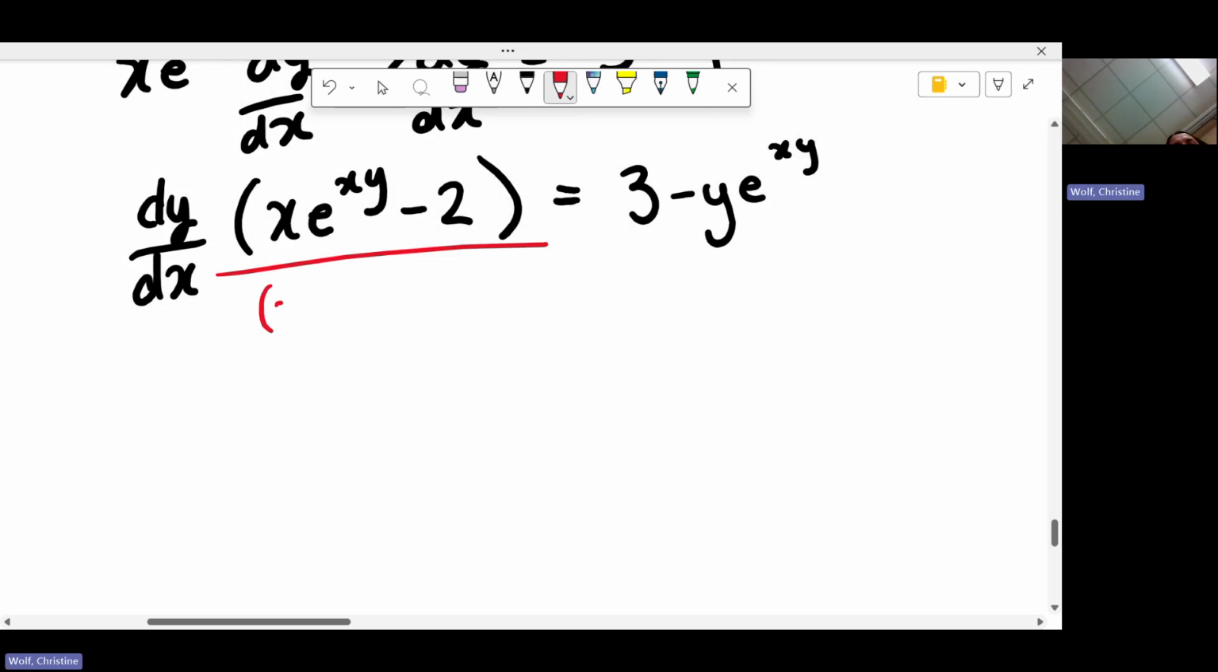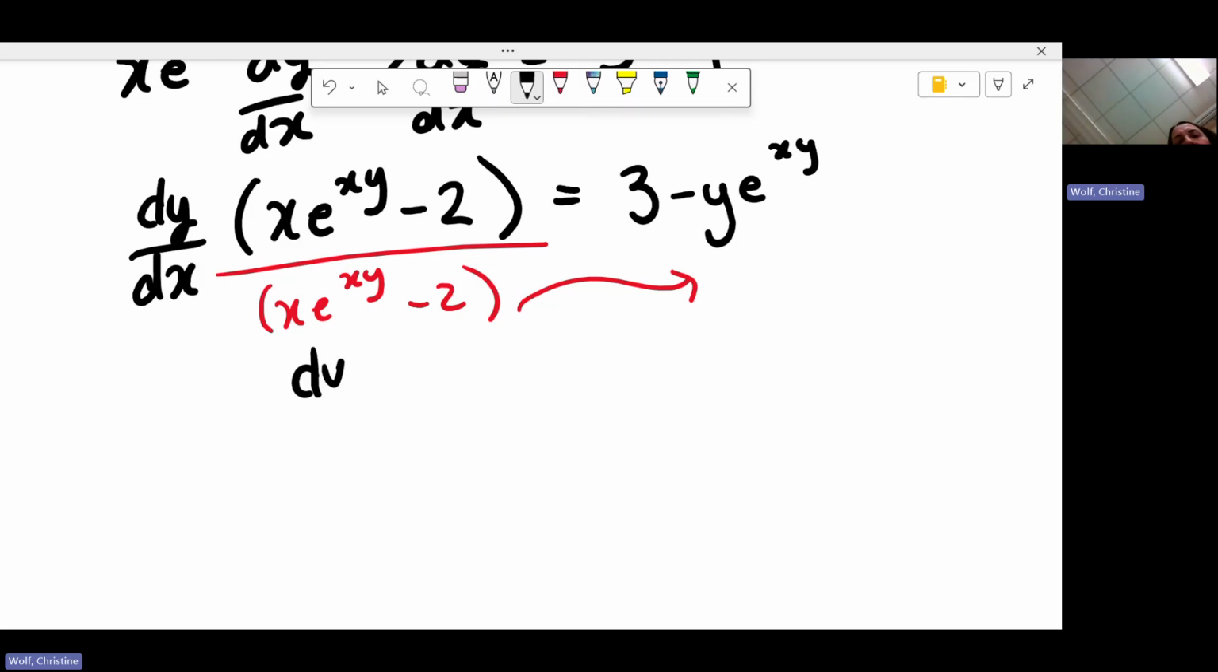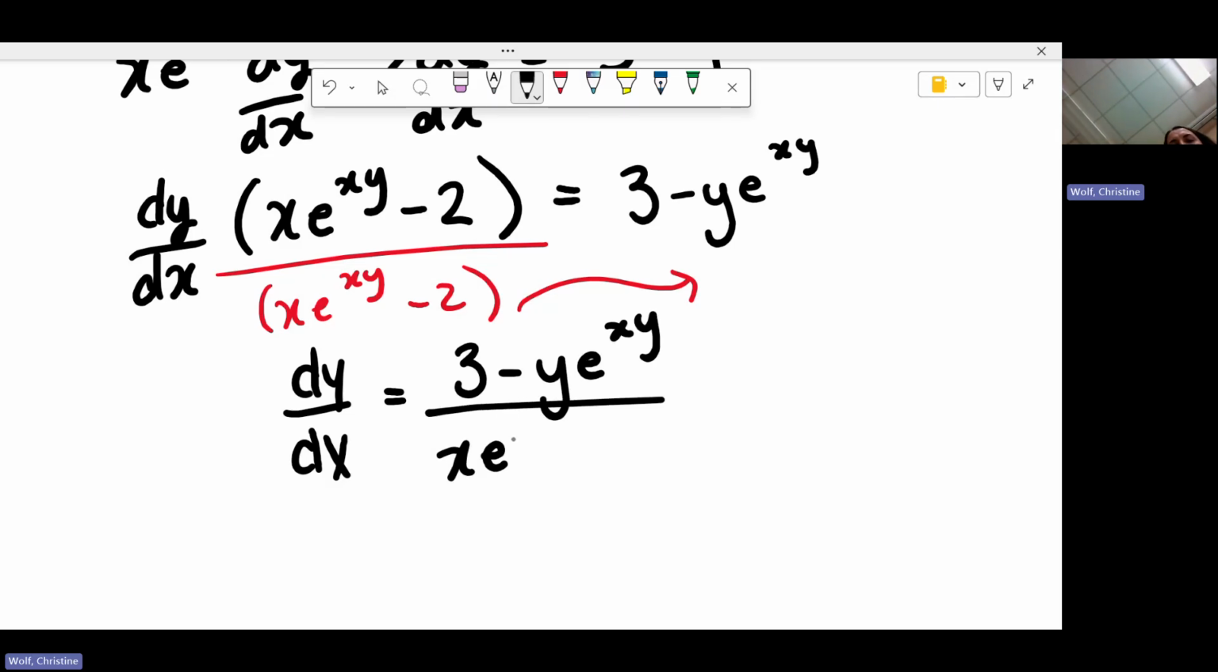We divide this guy off, which essentially just means he gets slid over underneath to the other guy, right? Okie doke, final answer, dy over dx is equal to 3 minus y e to the xy, all divided by x e to the xy minus 2. Do I have an extra e or y in there anywhere? I don't think so. I think we got it.